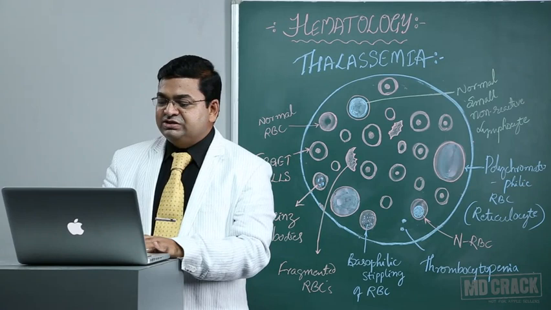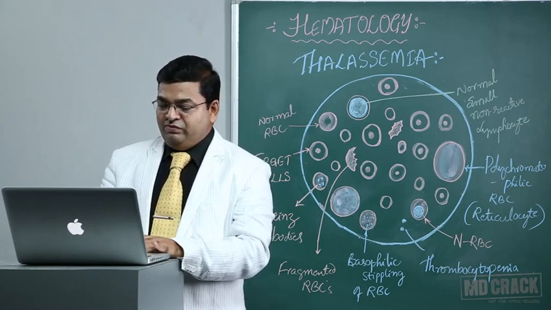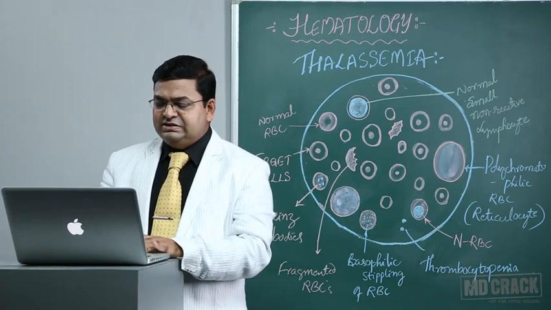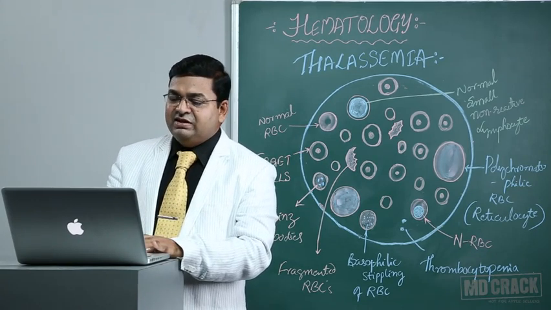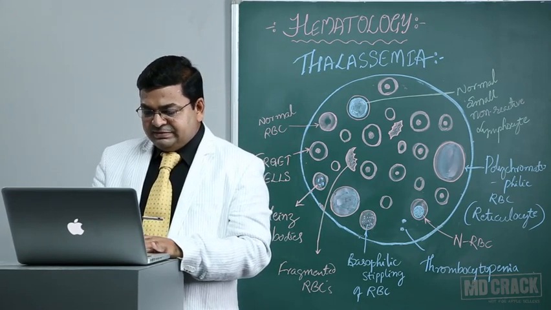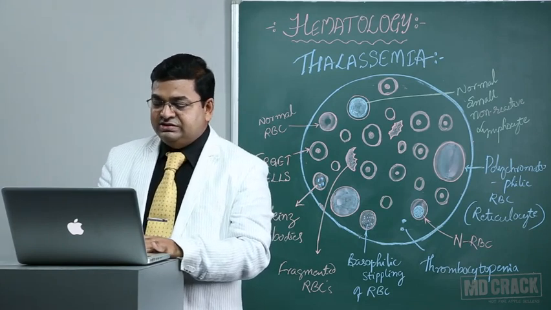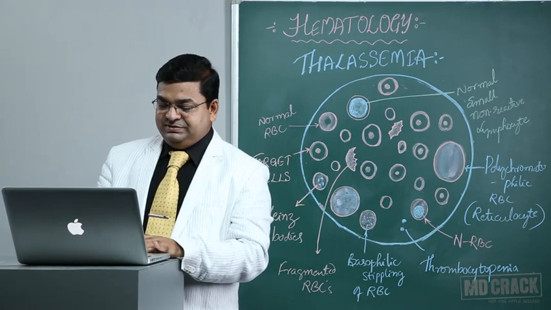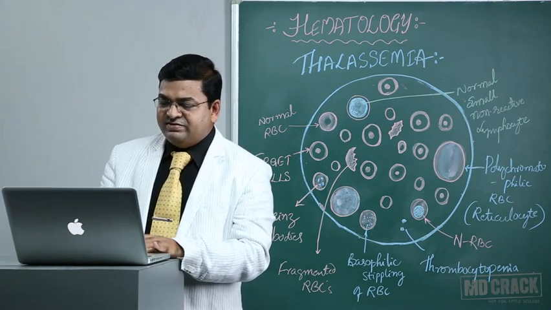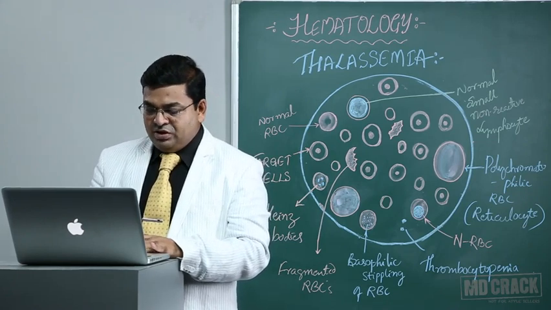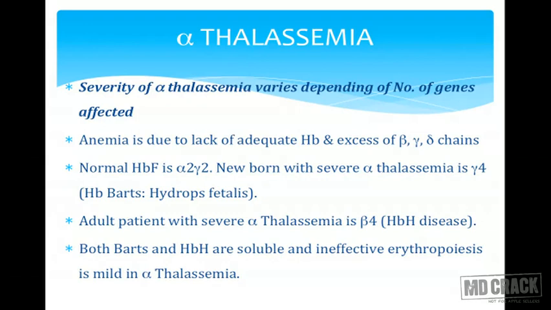Whereas newborns with severe alpha thalassemia will have gamma 4. This is what we call hemoglobin Barts. It is the most severe form of alpha thalassemia. We call it hydrops fetalis. And adult patients who have severe alpha thalassemia have beta 4. We also call it HbH disease. So there are 4 types of alpha thalassemia depending on the number of genes that are missing. Both hemoglobin Barts as well as hemoglobin H are soluble, and ineffective erythropoiesis occurs.